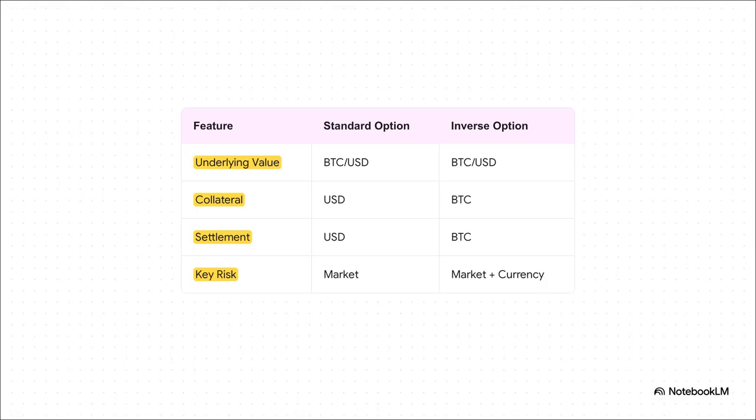Okay, so if you look at this chart, you see the first few rows look pretty similar. But that last row, key risk, that's where everything changes. With an inverse option, you're not just betting on where the market's going. You've also got this whole other layer of risk. The value of the crypto you get paid in can change. And believe me, that matters a lot.